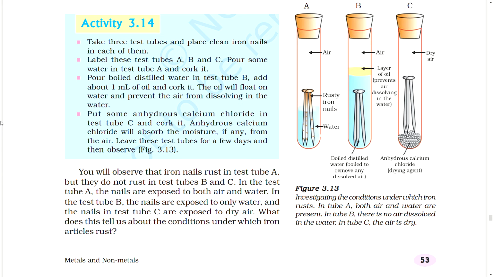Put some anhydrous calcium chloride in test tube C and cork it. Anhydrous calcium chloride will absorb the moisture, if any, from the air. Leave these test tubes for a few days and then observe.